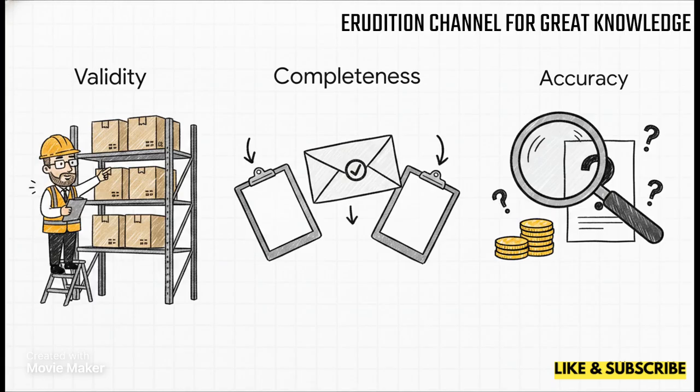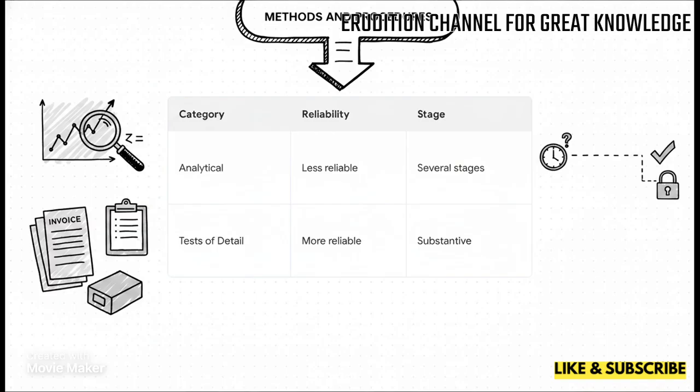To prove completeness, that no liabilities are missing, they might arrange for suppliers to confirm in writing exactly what the company owes them. And to prove accuracy, specifically regarding valuation, they might inquire with management about whether customers can actually pay their outstanding debts. Now, within these substantive procedures, you've got two categories: analytical procedures and tests of detail.